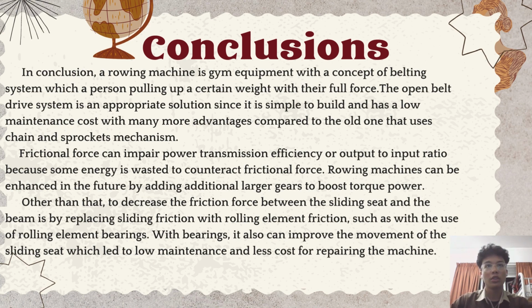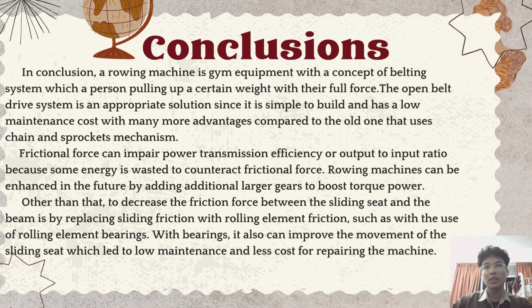So, in conclusion, a rowing machine is gym equipment with a concept of belt system in which a person pulls up a certain weight with their full force. Rowing machines are also a fantastic example of power transmission using a belt system and friction application. A rowing machine's running belt is aided by the belt drive system. The open belt drive system is the most often used belt drive technology in a modern rowing machine. The open belt drive system is an appropriate solution since it is simple to build and has a low maintenance cost, with more advantages compared to the old one that uses chains and sprocket mechanism.